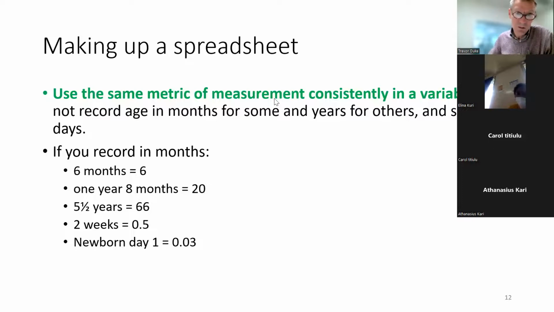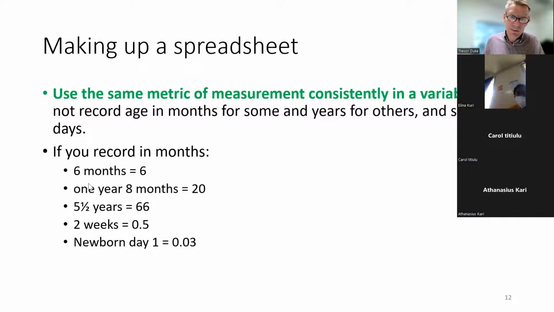I've said already that you should use the same metric of measurement consistently in a variable. So don't record age in months for some and years for others. Just record it in days or weeks or months, whatever's relevant to that patient population. If they're mostly over the age of 1 year, then you would normally record it in years to 1 decimal place or months, for example. You wouldn't record it in days usually, because we usually don't know exactly how many days a child's been alive. We usually know what their age is in years. So it depends on the precision of the method of measurement as to what you record.